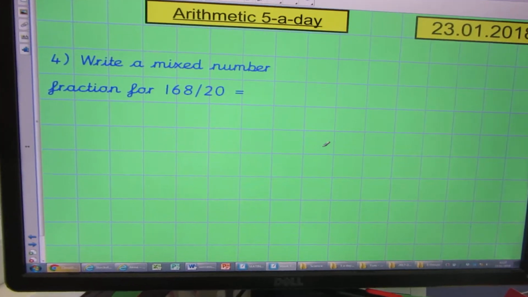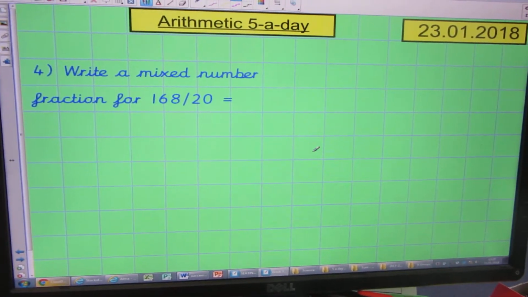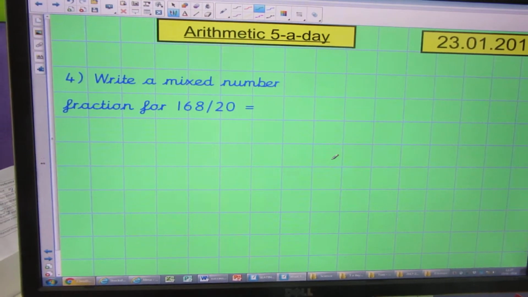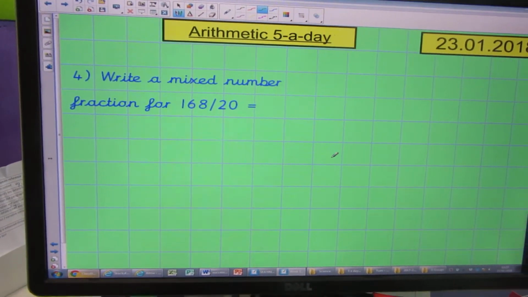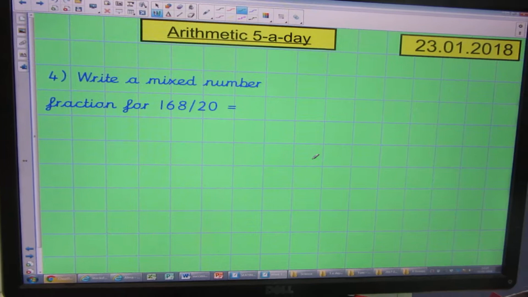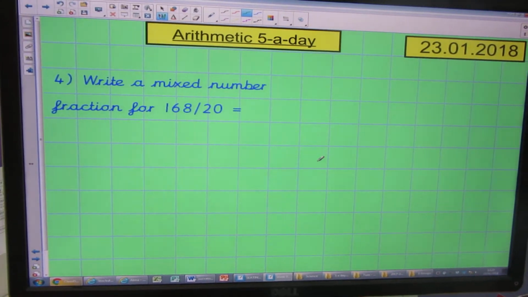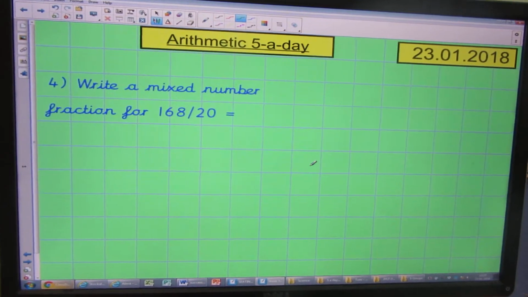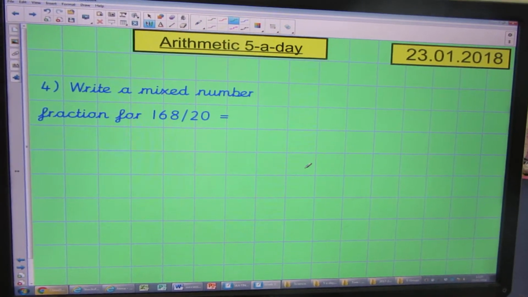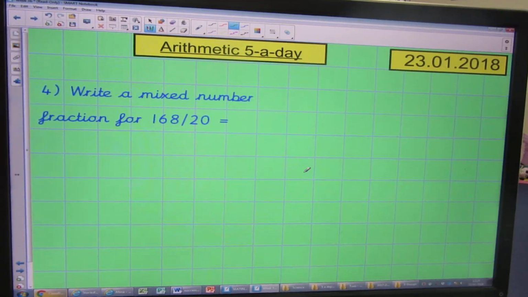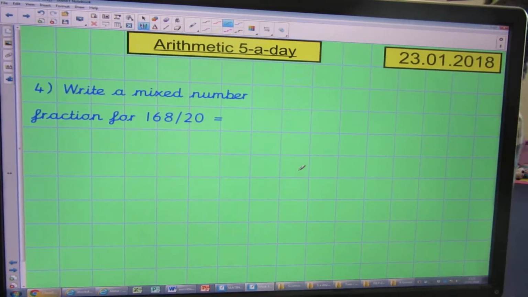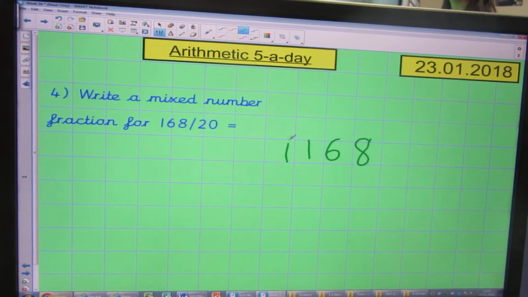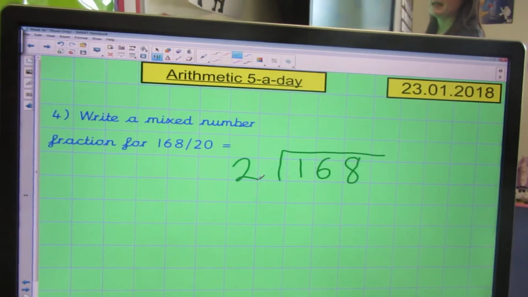Write a mixed number fraction for 168 divided by 20. This is quite a big number. We've been doing a bit of practice. What is the method we've been looking at for converting an improper fraction to a mixed number? Amira? Yeah, so you do a bus stop and write down 20 times 2. Super. So we do the big number, the numerator in my improper fraction, divided by the denominator.